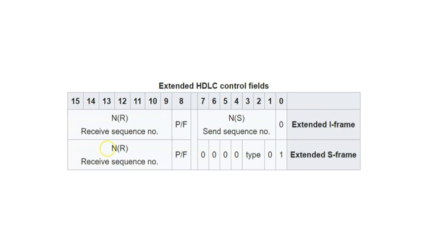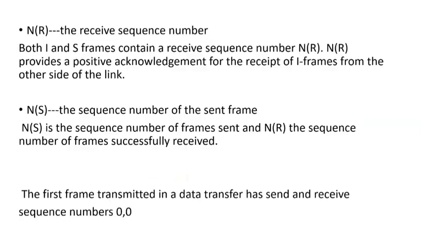Next, for the extended HDLC control fields, this is how it looks. Extended HDLC means the control field has 16 bits, right? If it is an extended I frame, it will be 0, then send sequence number, then poll/final, receive sequence number. If it is an extended S frame, it will be 1, 0, type, then 0, 0, 0, poll/final, receive sequence number. So this is how it goes.